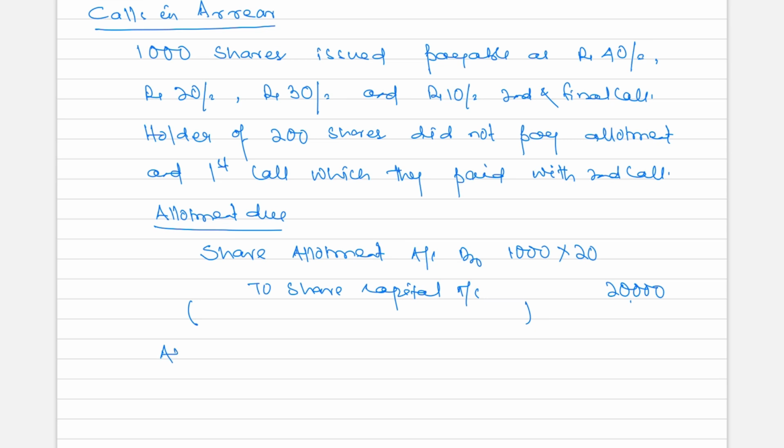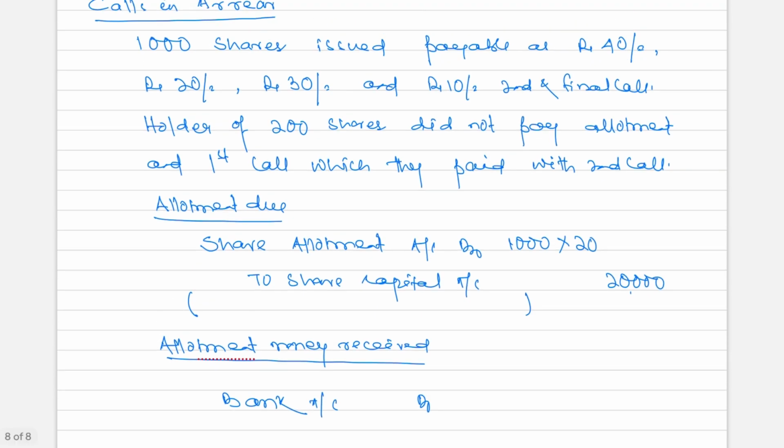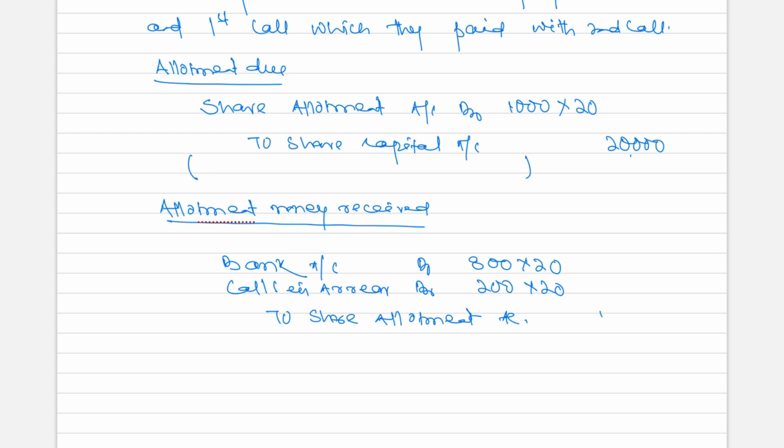And for allotment money received, the entry will be bank account debit. I was supposed to receive money on 1000 shares, but now I am receiving on 800 shares. Calls in arrear account debit, that is 200 into 20, to share allotment account, that is 1000 into 20.